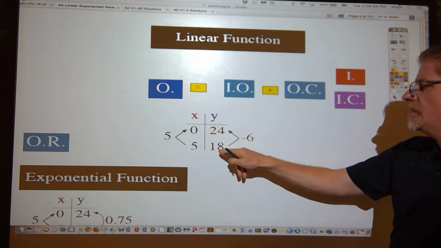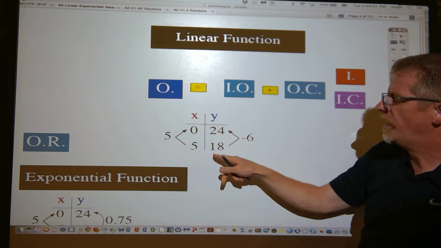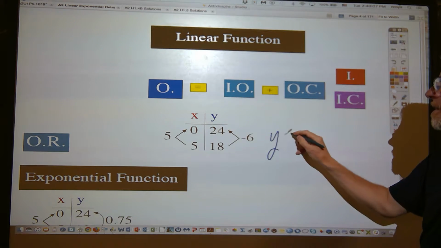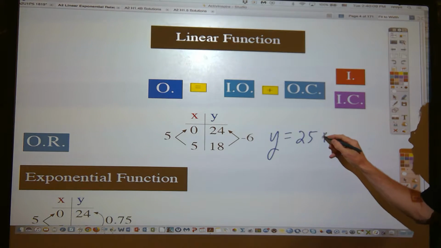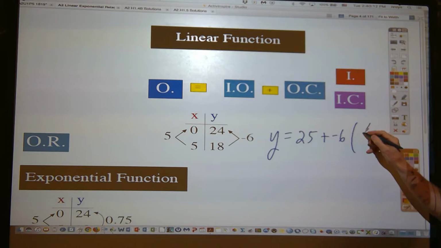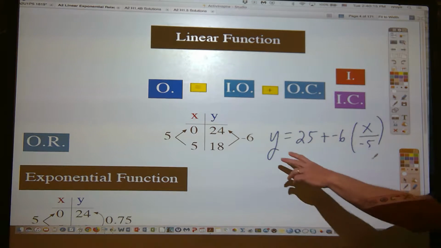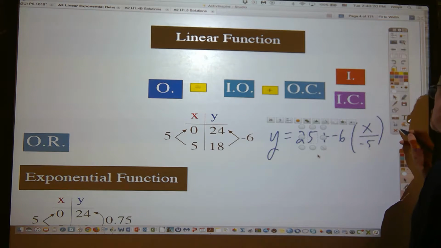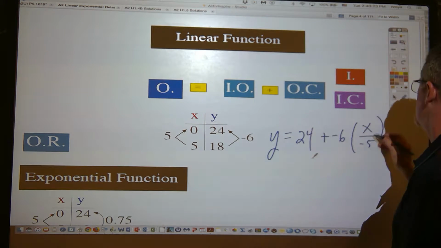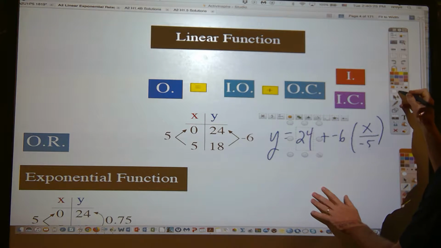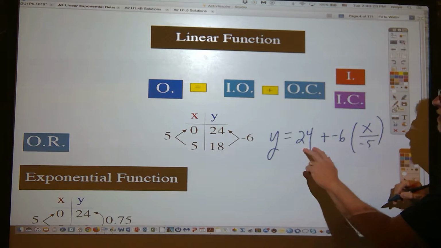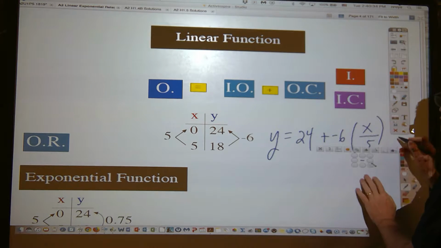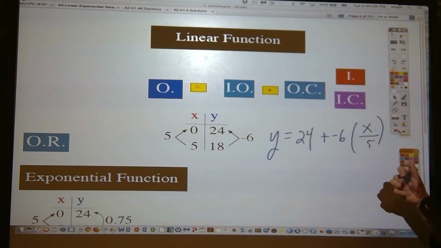So if you have those building blocks in your mind, then you can see they're all right here. The input change was 5. In 5 years, we went down 6 million people. So you could say in this population, we start somewhere, 24, and we add -6 every 5 years. The initial output is 24, and we add -6 every 5 years. So that would be the linear model.